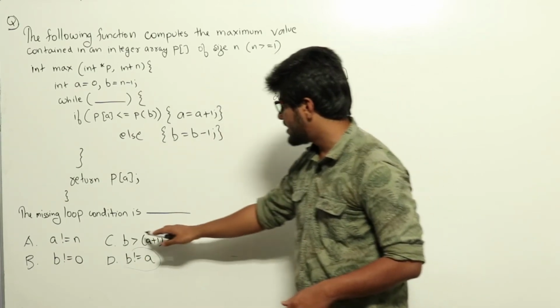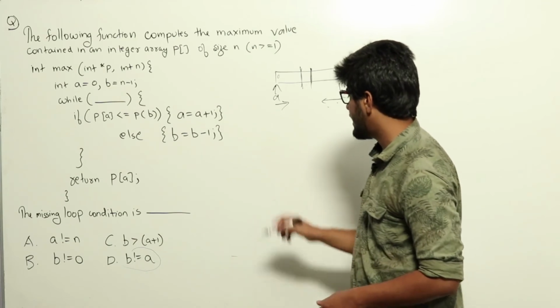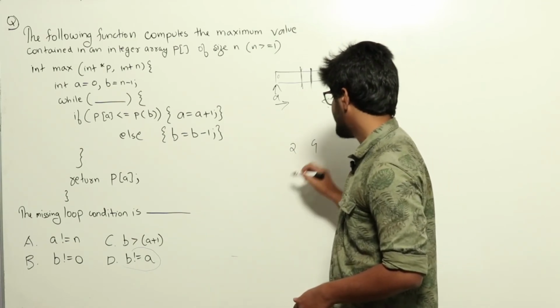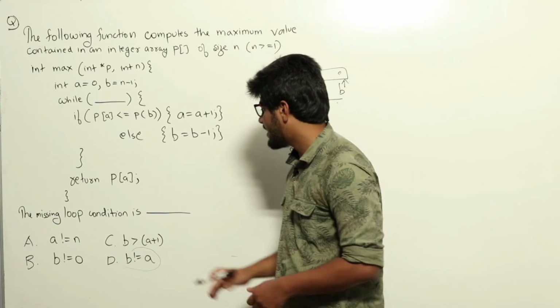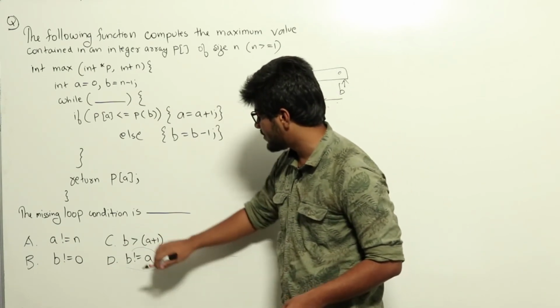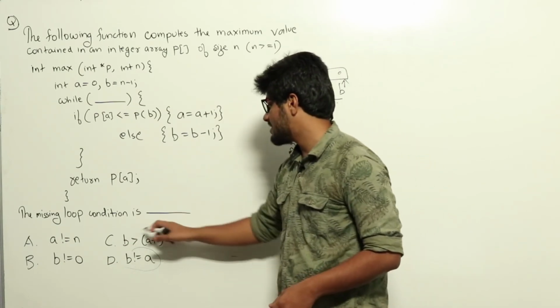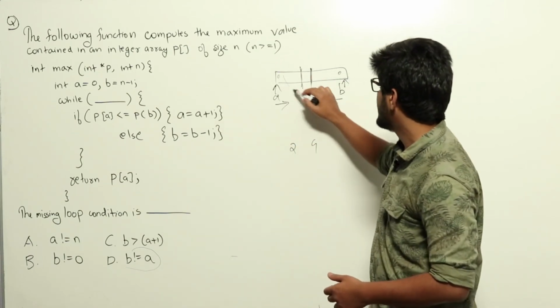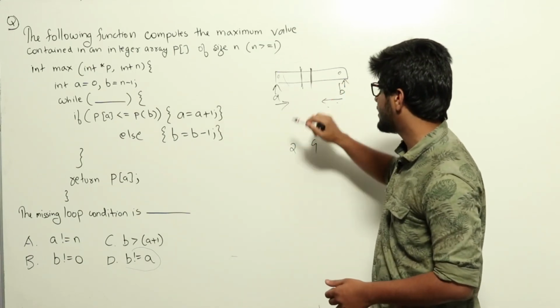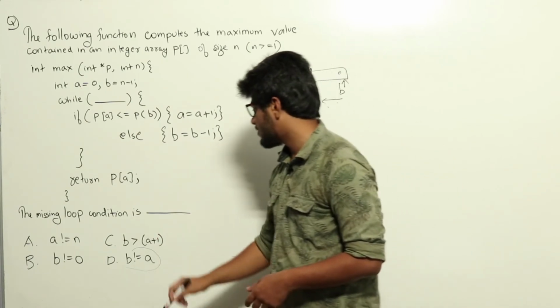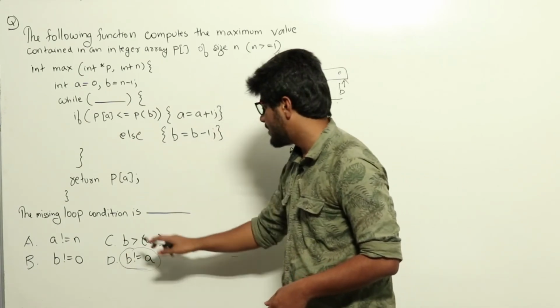If you are using the condition b greater than a plus 1, let us say a is 2 and b is 4, b is greater than a plus 1. So there is one mistake with this one: initially itself this condition is satisfied, so we might not look at many elements in the middle of the array in the while loop. So this also was wrong. This is the only answer, b not equal to a.